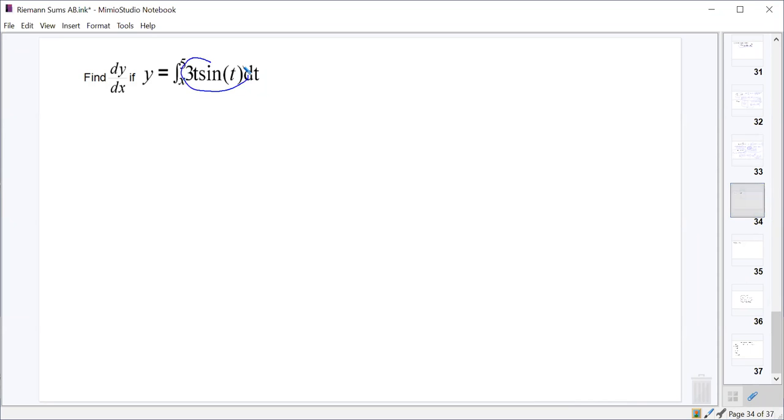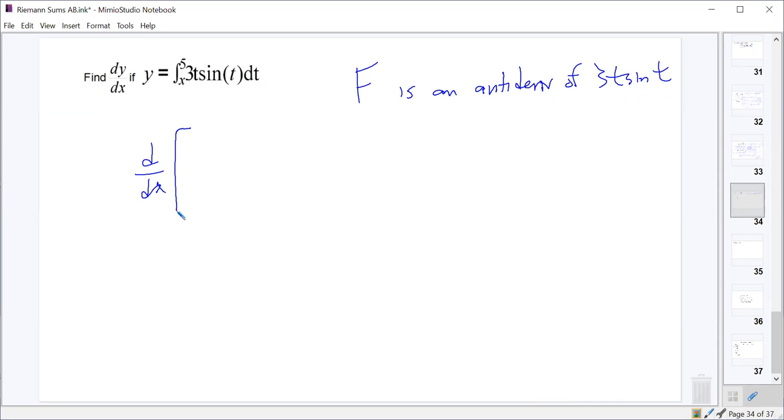We don't know what the antiderivative of 3t sine t is, but we could call it capital F. Say capital F is an antiderivative of 3t sine t. And we could say that this is now what? The derivative of capital F of the upper limit, which is 5, minus capital F of the lower limit, which is x. And so when we take the derivative, what's the derivative of capital F of 5? Zero. Okay. And then what's the derivative of capital F of x?